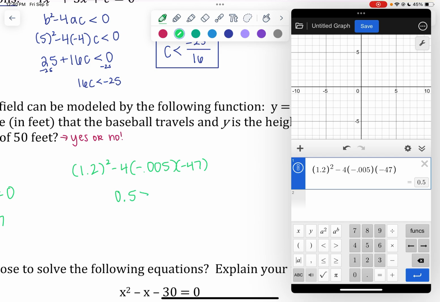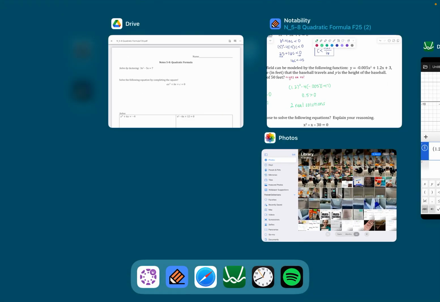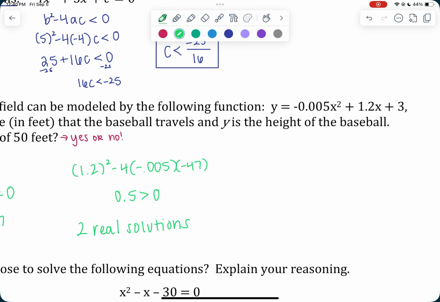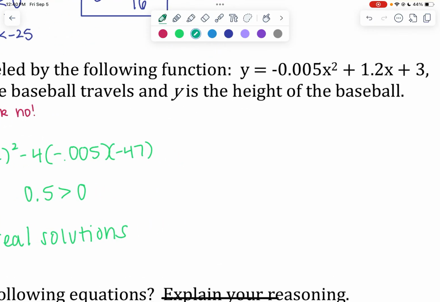which is still positive because it's greater than 0, which means that you have two real solutions here, meaning that this is solvable, meaning that, yes, this baseball can reach a height of 50 feet. So how are you going to write that? Using words, because this is a word problem, you're just going to say yes. And clarify, yes to what?